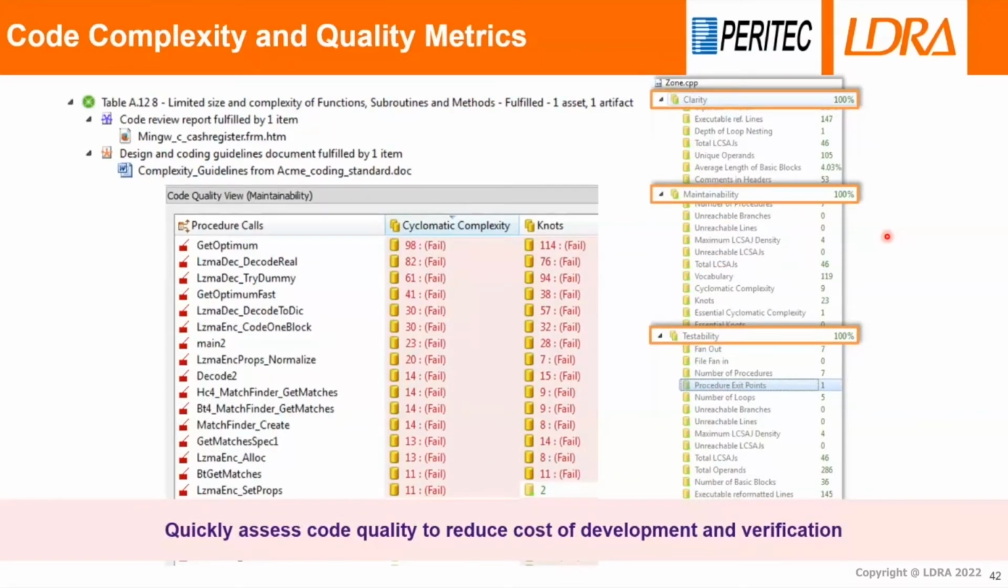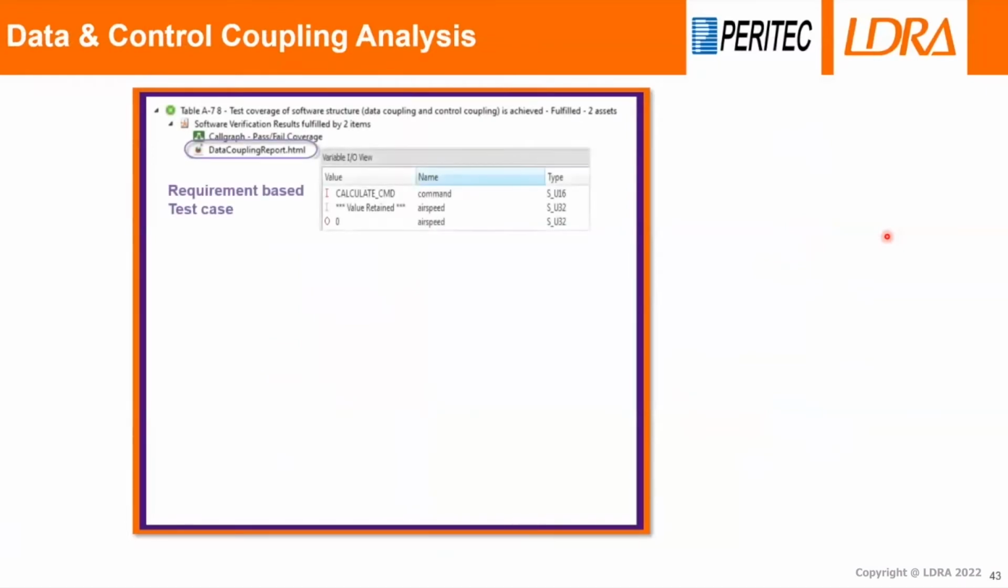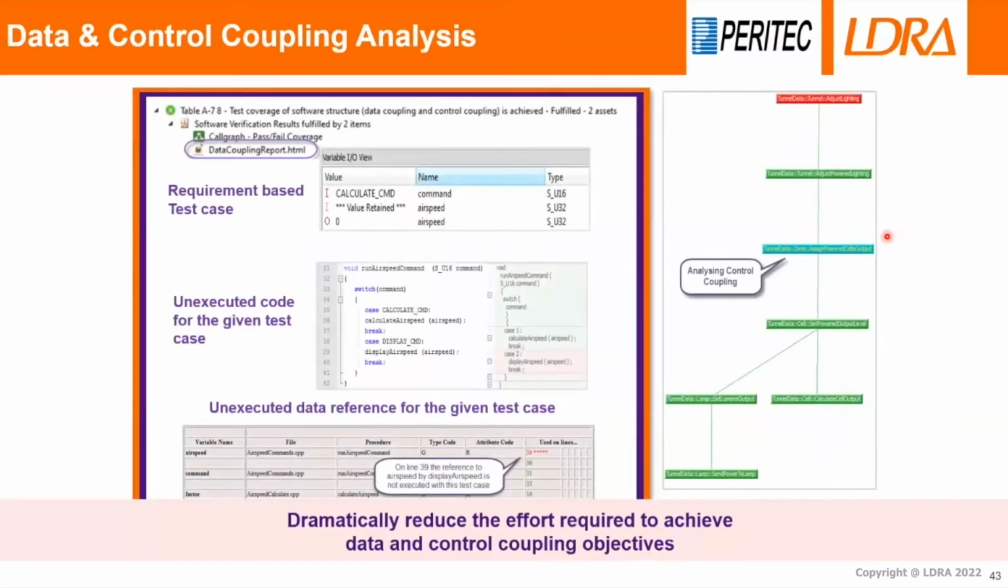So this is again a screenshot from the tool suite which shows what metrics are available. You can customize the metrics. A minimum of 3 to 4 metrics need to be used to measure the software quality and show it as evidence. And similarly, data coupling and control coupling analysis.